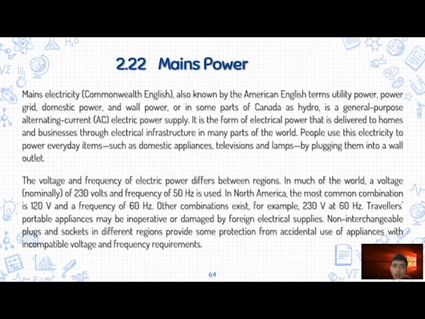Mains power. Mains electricity is also known by the American English term utility power, domestic power, and wall power in some parts of Canada, and it is the same in Vietnam. The voltage and frequency of electric power differ between regions. In much of the world, the voltage is normally 230 volts and the frequency 50 Hz. In North America, the most common combination is 120 volts and 60 Hz.